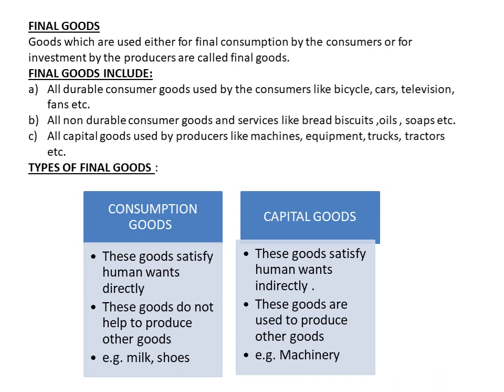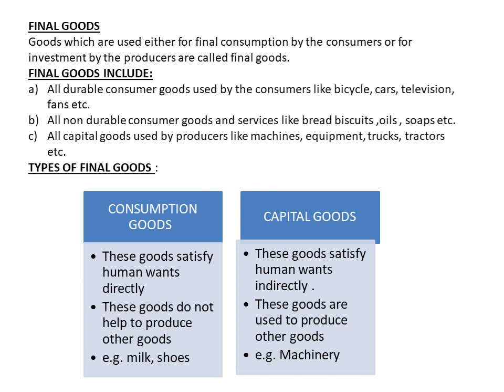But the chip-making companies which have purchased a machine to produce the chips, that machine is what? Capital goods, and capital goods come under the category of final goods. So these goods satisfy human wants indirectly. They are producing the chips, then only you are eating now. So that's why that will be capital goods.